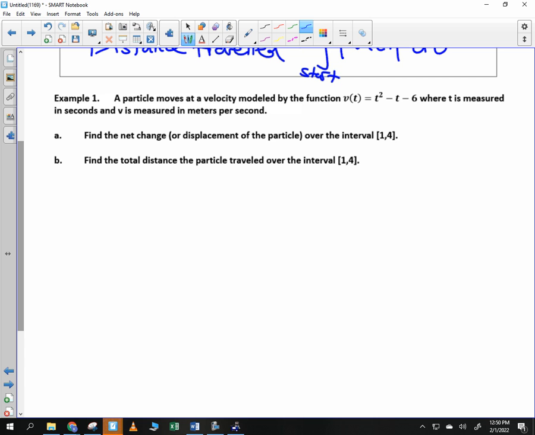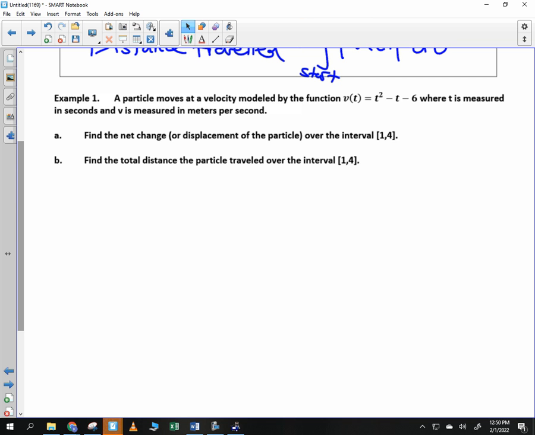It says a particle moves at a velocity modeled by this function. So I'm not given the position function, I'm given the velocity function. Modeled by t squared minus t minus 6. T is measured in seconds, v is measured in meters per second. Find the net change or the displacement of the particle over the time 1 to 4. And then find the total distance traveled.